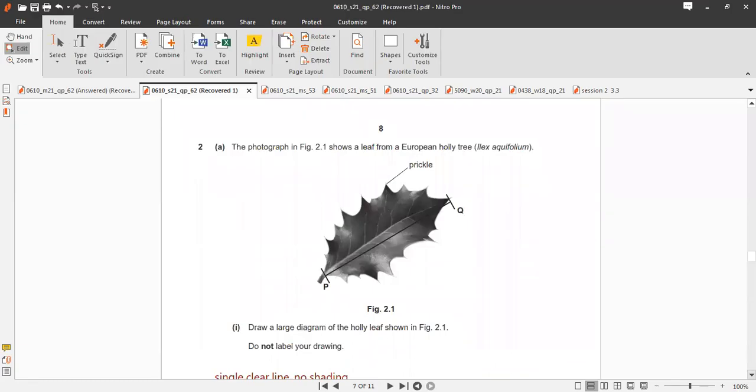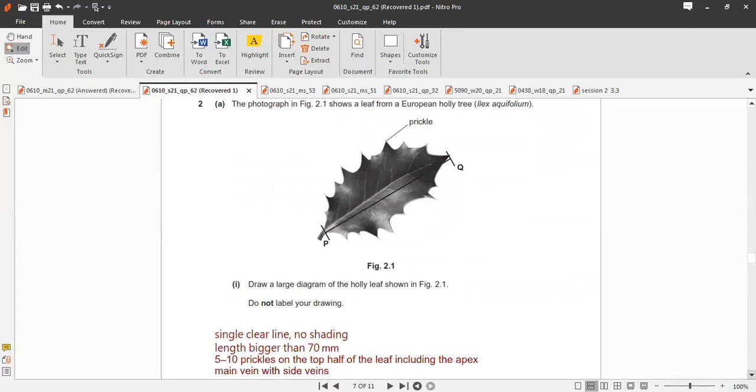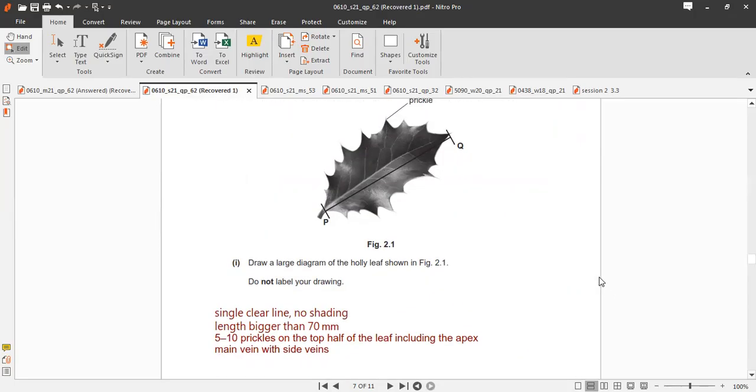Question number two. The photograph in figure 2.1 shows a leaf from the Arabian holly tree. Draw a large diagram of the holly leaf shown in figure 2.1. Don't label your drawing. First, draw with a single clear line, no shading, and length bigger than 70 millimeters. Draw 5 to 10 prickles on the top half of the leaf, including the apex, and the main vein with side veins.